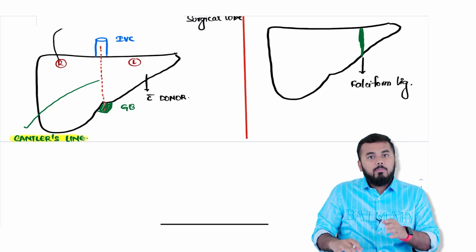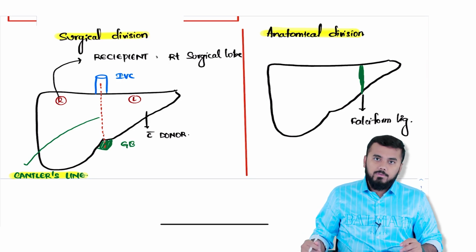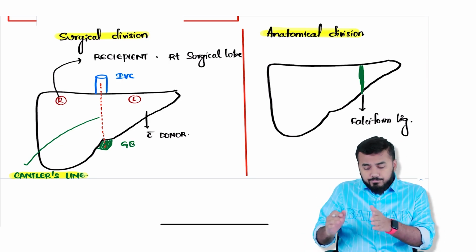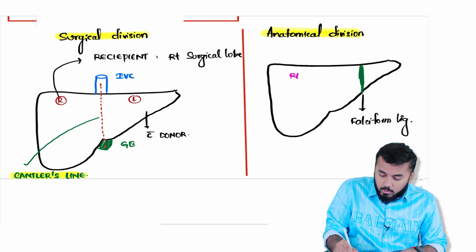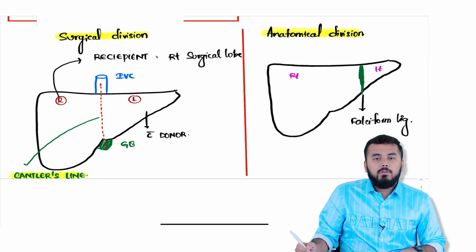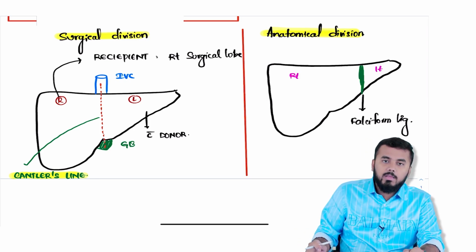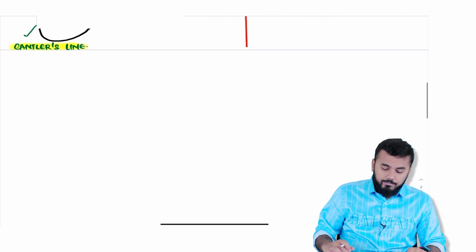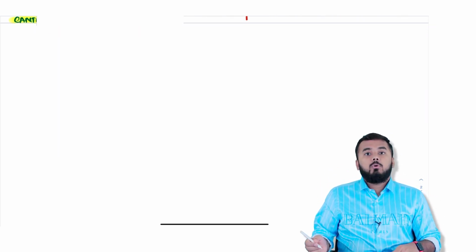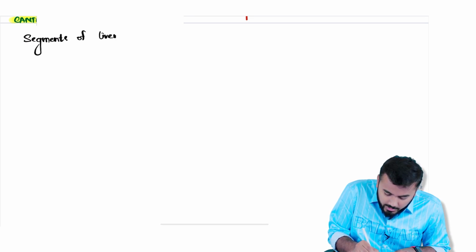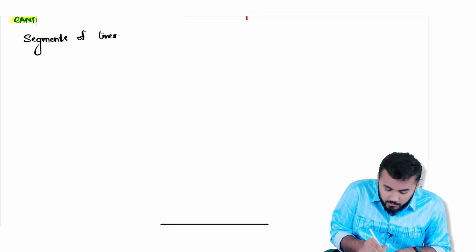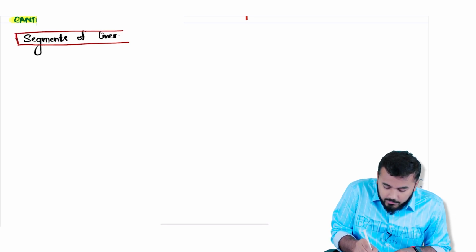Now anatomically, how I am dividing the liver is based upon the falciform ligament. Surgically it was Cantlie's line, but anatomically, based upon the falciform ligament, I will divide the liver into the right lobe of the liver as well as the left lobe of the liver. So this is called the anatomical division. Now look here. We shall first discuss the segments of the liver. I will discuss all the ligaments and everything later. Before that, let me discuss the segments of the liver, which are very, very important.